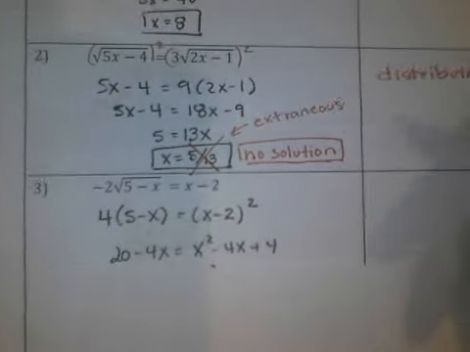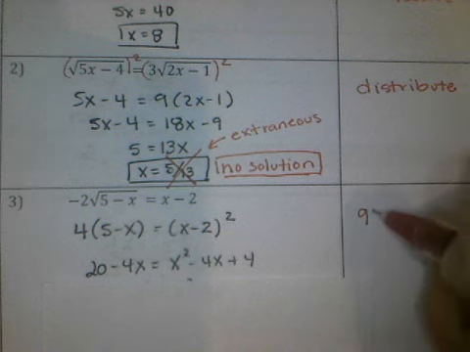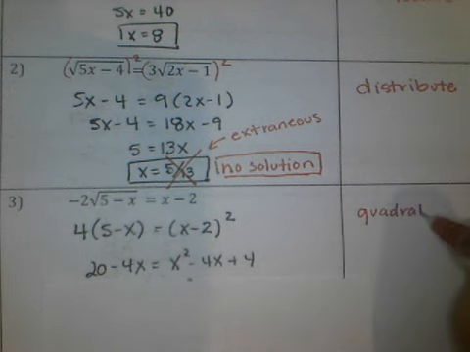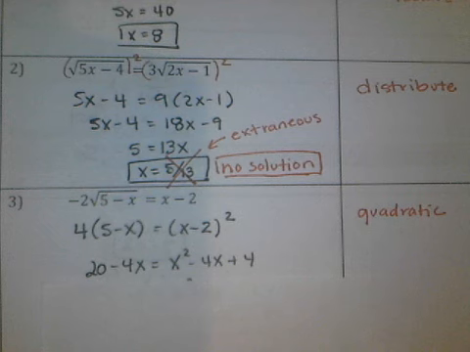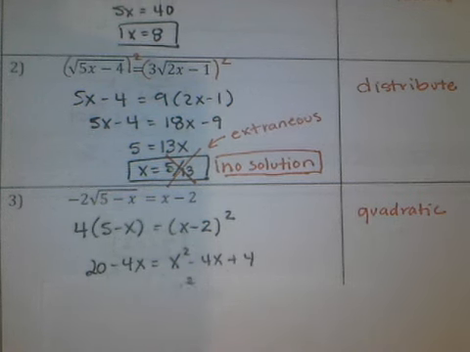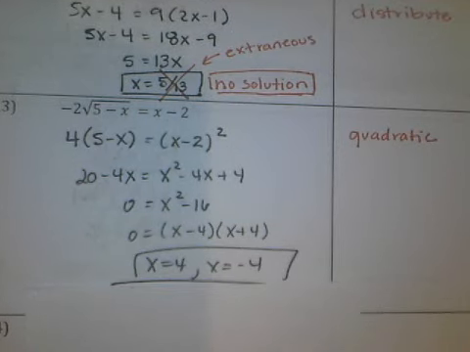This is now a quadratic equation. I know we started as a square root, but it turns into a quadratic, which means that there are most likely going to be 2 solutions. These 2 solutions turn out to be 4 and negative 4.